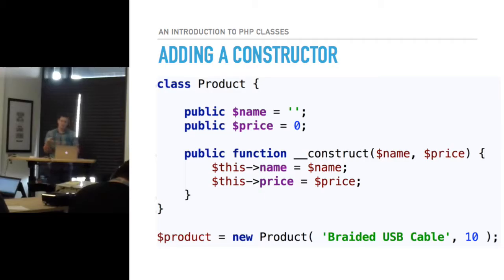There's one that's double underscore toString. So if you wanted to be able to take an object and turn it into a string in some way, like let's say if we wanted to do that with this product, we might say name colon price or something like that. We could actually write a method that could do that. So then if I were to actually have this product as an object and say echo product, it would convert it to a string and output it in text form, which can be very handy depending on what you're doing.